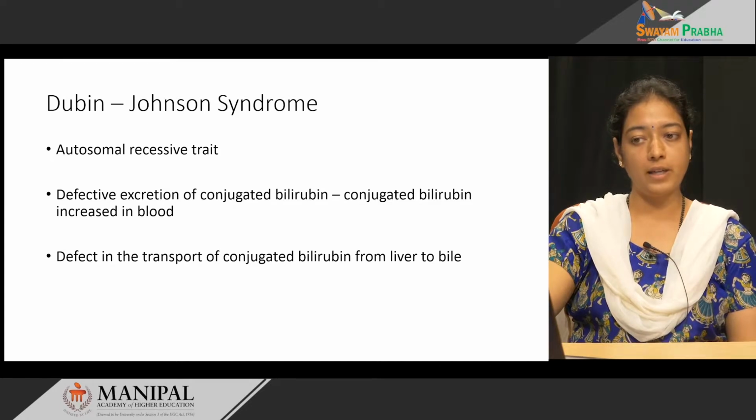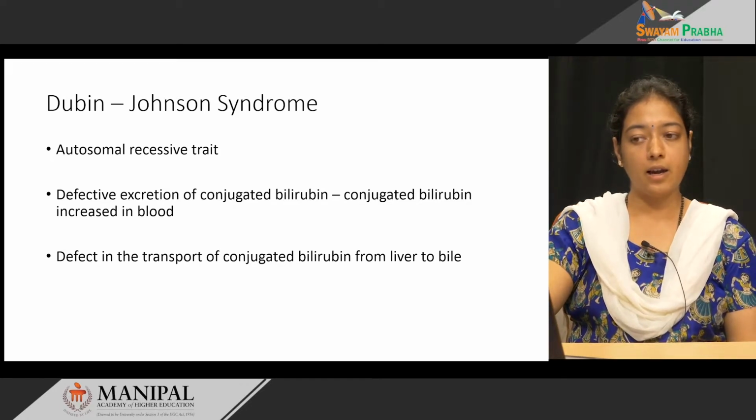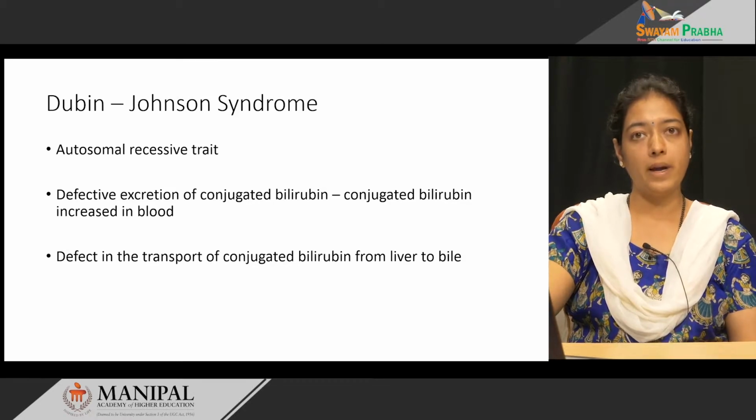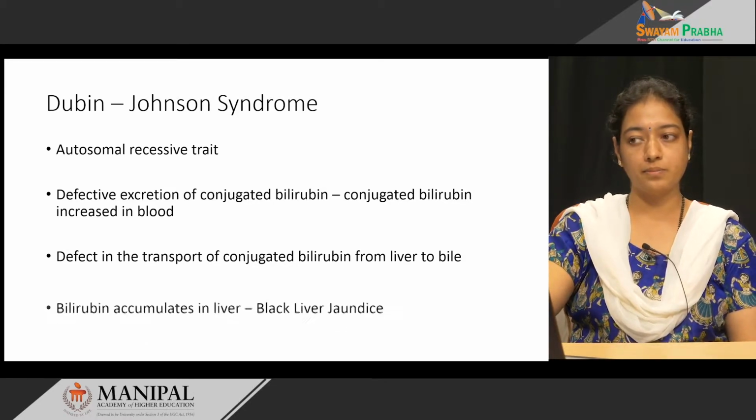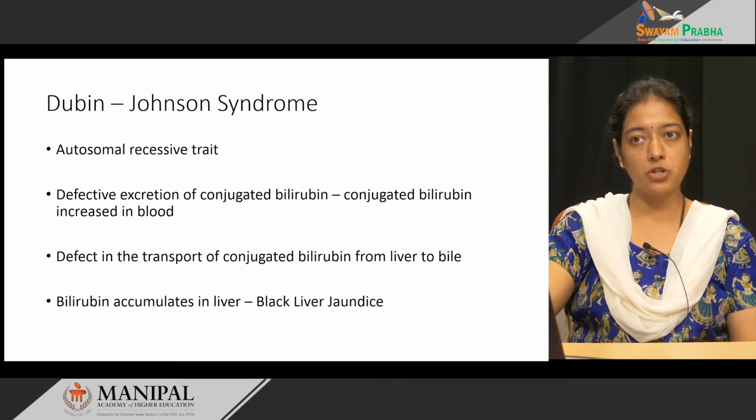Since there is a defect in the excretion, the transport of this conjugated bilirubin from the liver to the bile is defective. That is why the conjugated bilirubin accumulates in the liver, leading to black liver jaundice. Since there is a defect in the transport from the liver to the bile, the bilirubin accumulates in the liver, leading to black liver jaundice.